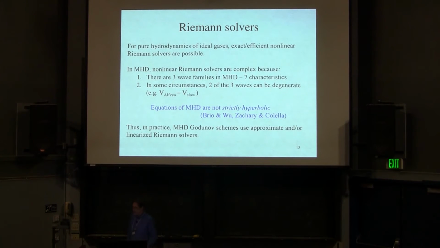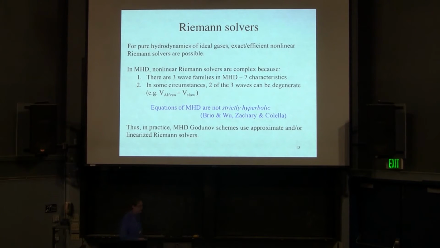In MHD, there are many more wave families. In hydrodynamics, there's only one, right? What's the only wave family in hydrodynamics? Sound waves. Thank you. I thought, why not? In MHD, you have two compressible modes, magnetosonic waves, the fast and slow, plus you have an incompressible mode, the Alfvén wave. So you replace sound waves with these three other wave families.